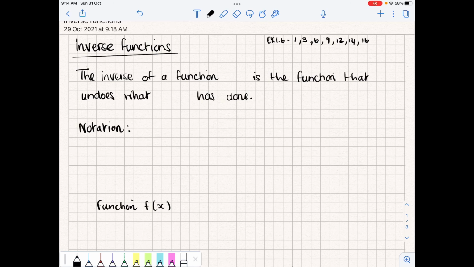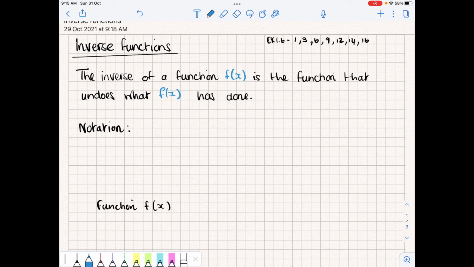Right, today's lesson we're going to be considering the inverse functions. So quite simply, the inverse of a function, and we can say any function, for instance, quite simple, f of x, where the variable is x and the function being applied to it is f. Right, the inverse of the function f of x is the function that undoes what f of x has done.